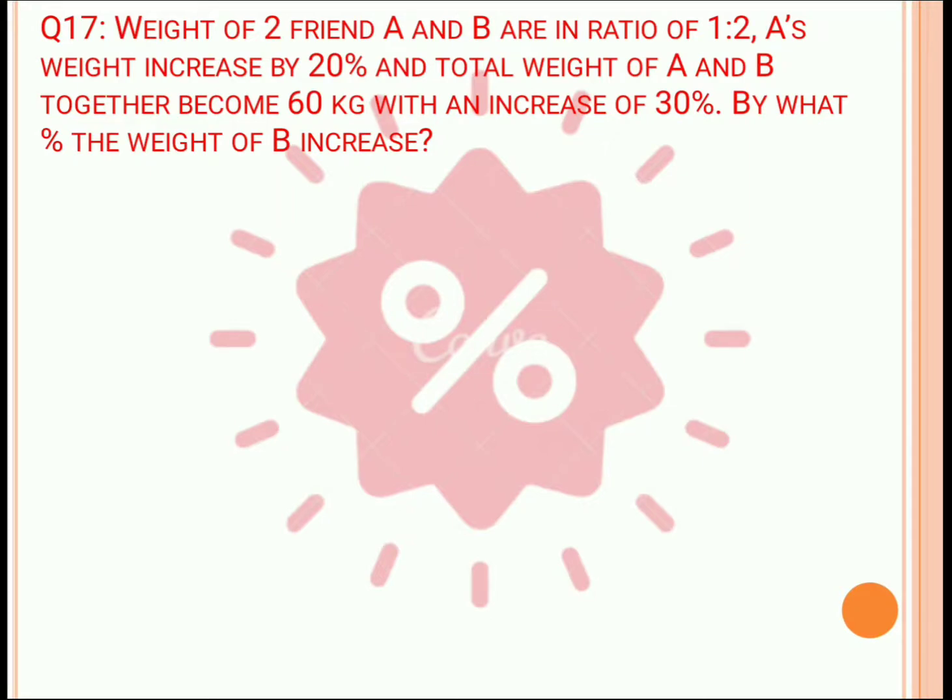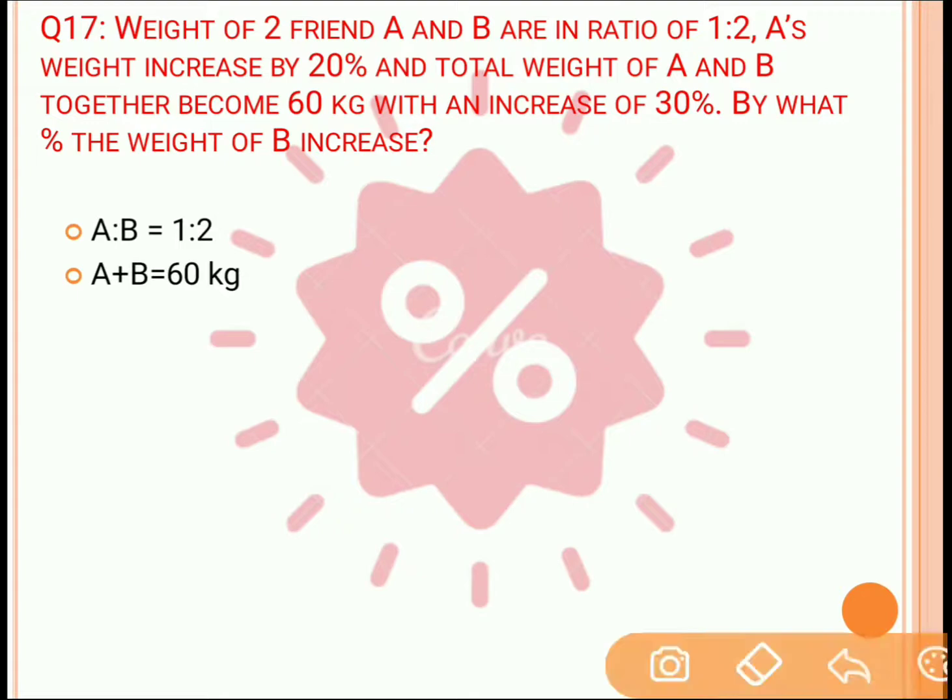Question number 17. Weight of two friends A and B are in ratio of 1:2. A's weight increased by 20% and total weight of A and B together becomes 60 kg with an increase of 30%. By what percentage the weight of B increases? So in this case, A and B weights are in ratio of 1:2. Now the total weight of A and B is 60 kg with the increase of 30%.